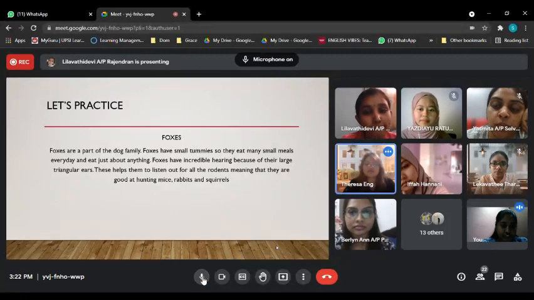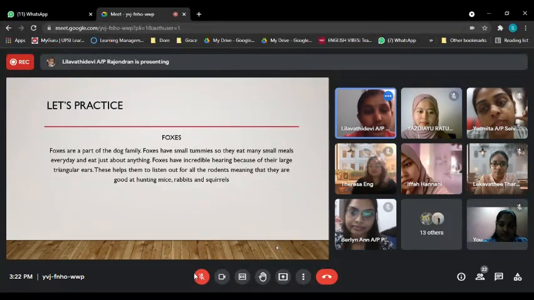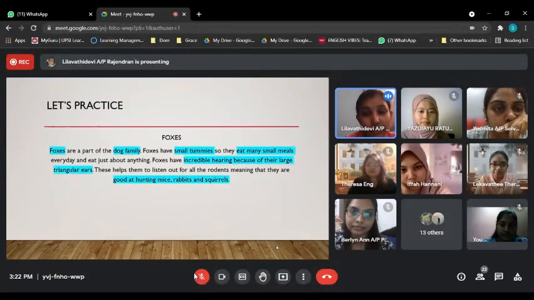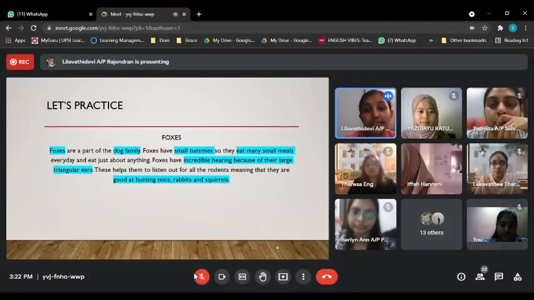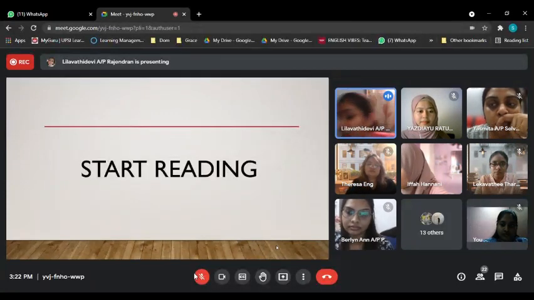Okay, which means we will move forward. So you see, foxes: dog family, they have small tummies, they eat small meals, incredible hearing, good at hunting. These are the specific details that make up the characteristics of a fox. Okay, moving on.